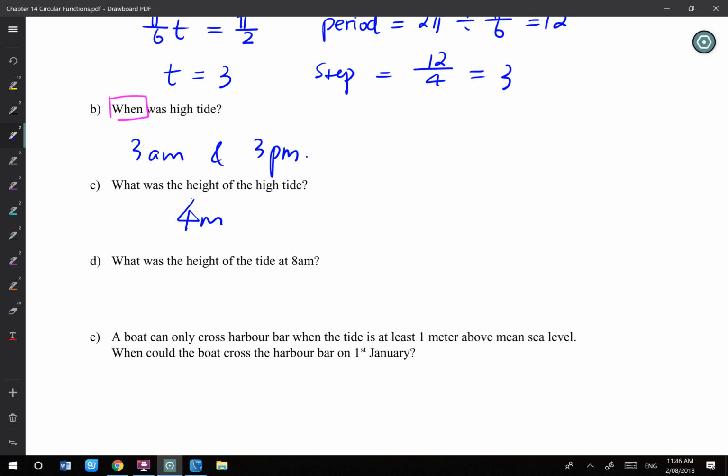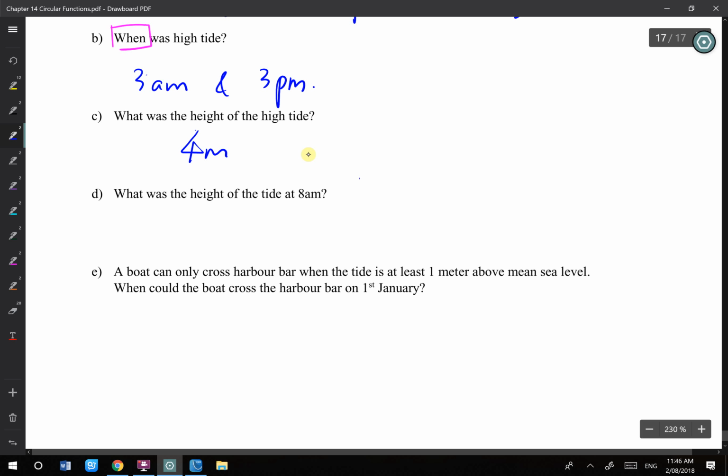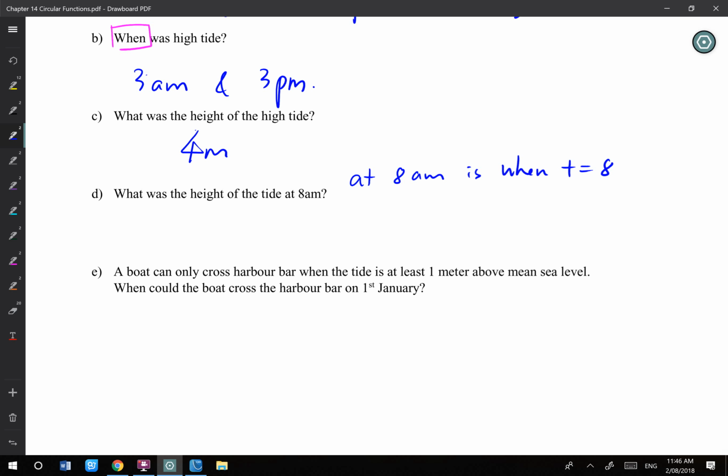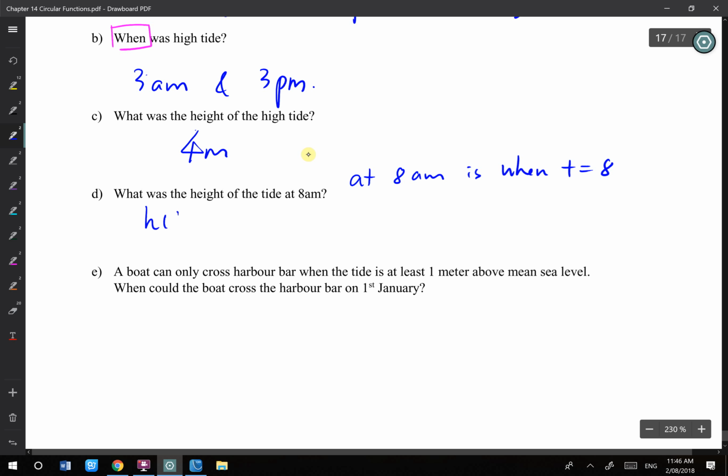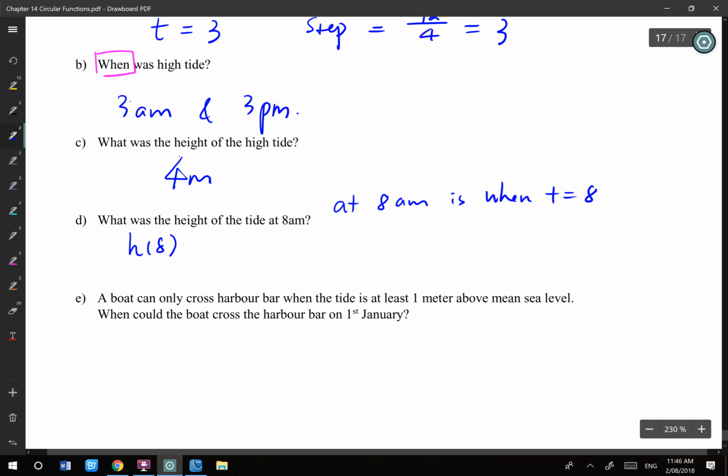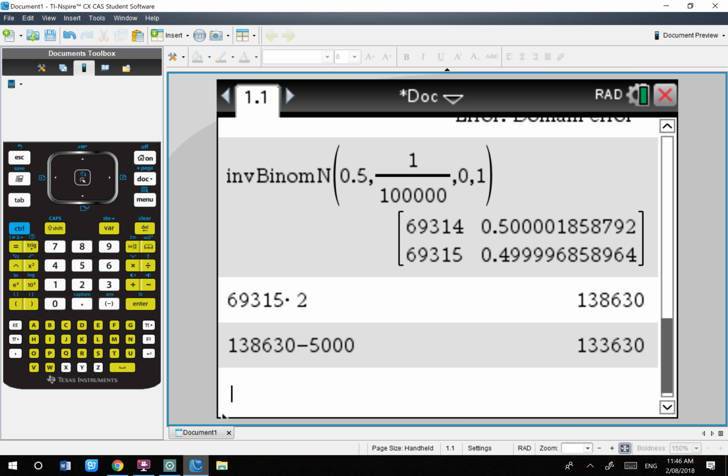What was the height of the tide at 8 a.m.? So 8 a.m. is when t equals 8. So we want H(8). Let's quickly go through the knowledge we learned before. Defining functions is important for your test.